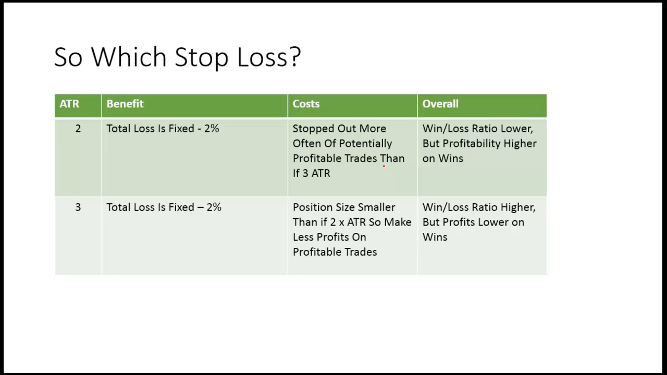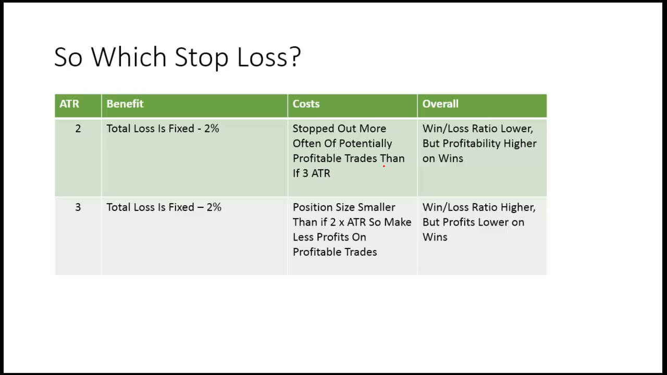Overall, your win-loss ratio will be lower, but profitability higher on wins. If your ATR is 3, position size is smaller than if 2 ATR, so you make less profit on profitable trades. That's the cost. But overall, your win-loss ratio is higher, but profits are lower on wins. So it all depends. Do you want to make more money, or do you want to be right more often?